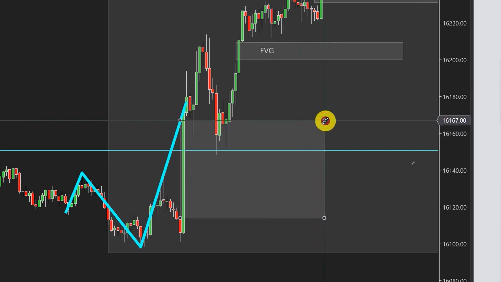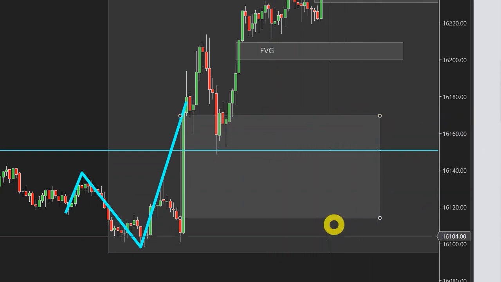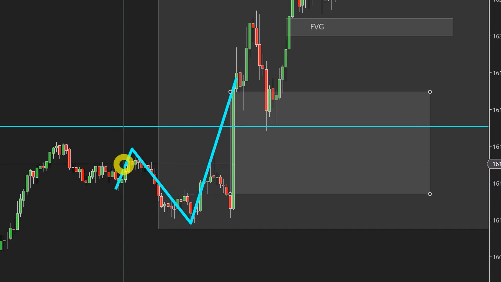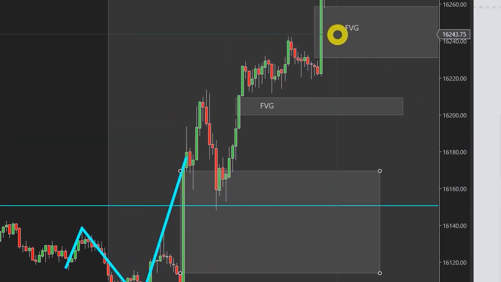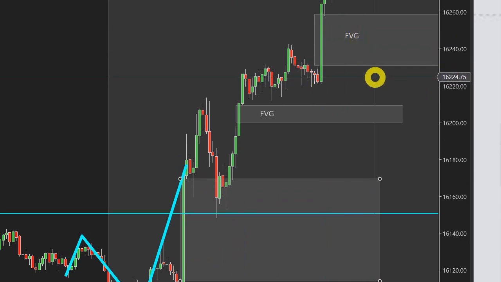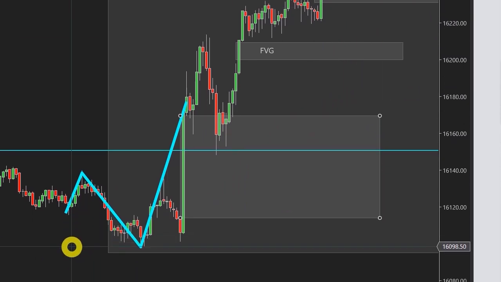So I'm still new to this. I'm still trying to observe what works, what doesn't work. I'm not even sure if that's a correct breaker block. It looks like the pattern would fit. And it did create a fair value gap that did test and would have been the only good entry on this whole entire day. And I almost overlooked it.